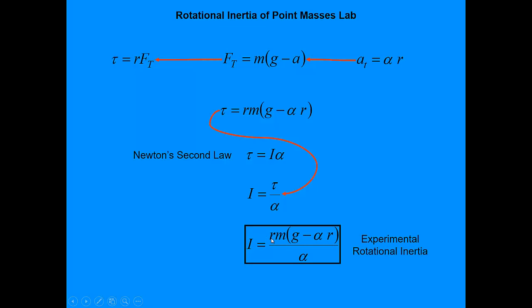Now, note that both R's here are the same. They are the radius of the pulley in the lab sheet. M is the hanging mass. It's not the mass of the point masses, it's the hanging mass. Think about how we derived that. It came from an analysis of the hanging masses. That's where the M came in. G is the gravitational field strength. Both alphas are the angular acceleration. So if we're careful and we do our algebra right, we can plug this all in and in one big old equation calculate the rotational inertia.